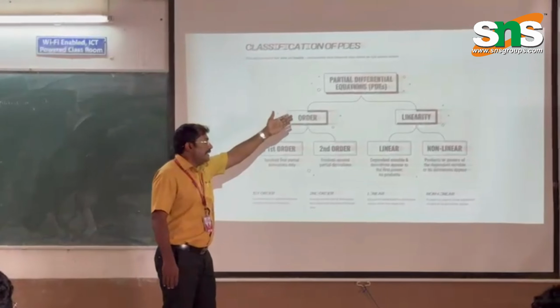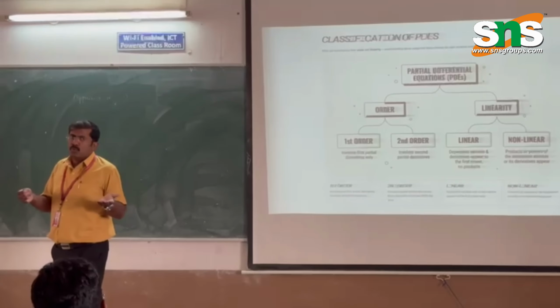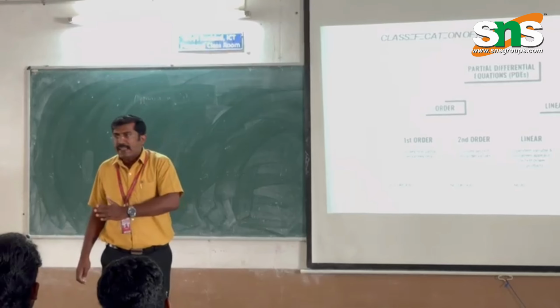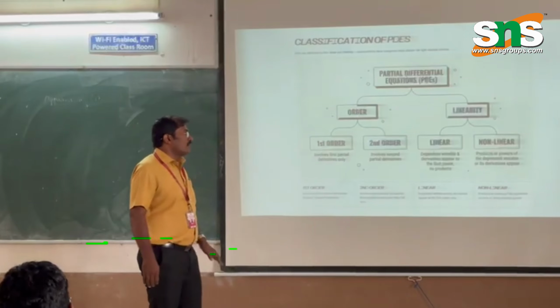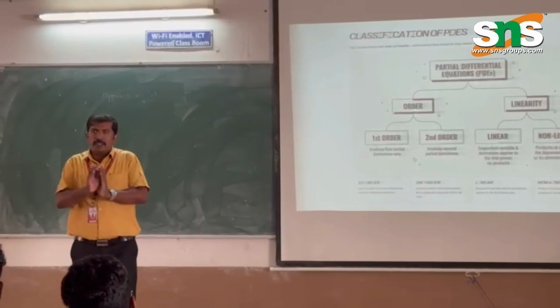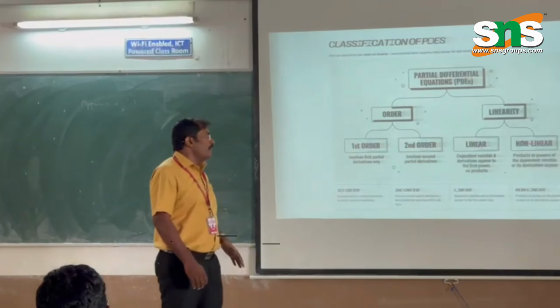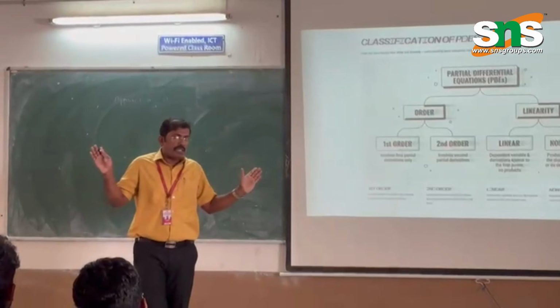Then again, linearity. We are going to talk about linearity. The differential equation can have two types. It can be linear, or it may not be linear. So we call it linear when the dependent variable and derivatives appear to the first power, and non-linear when the products or powers of the dependent variable or derivatives appear. Likewise, we have two areas.